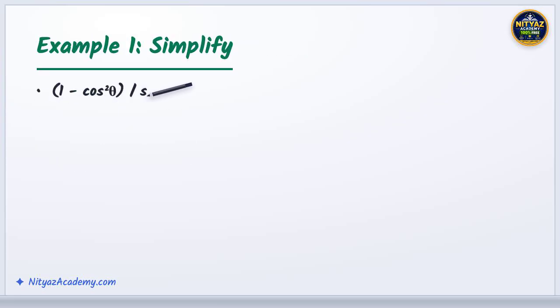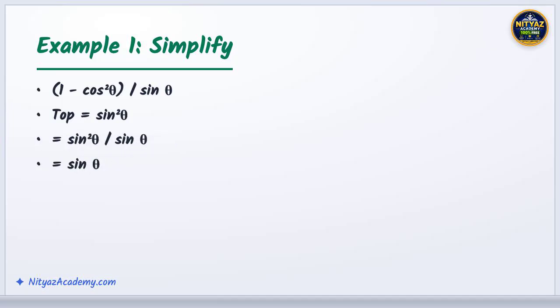Let's simplify 1 minus cosine squared theta all over sine theta. By the identity, the top equals sine squared theta. So now we have sine squared theta divided by sine theta. Cancel one sine from top and bottom, and we are left with just sine theta. See how recognizing the identity turned a messy fraction into a single clean term?